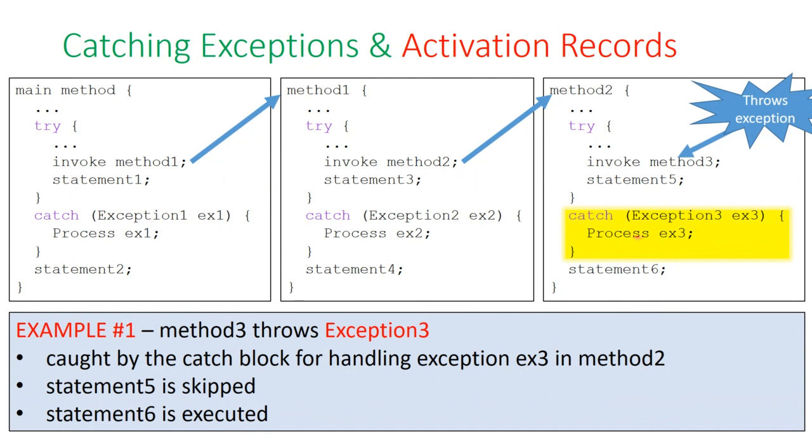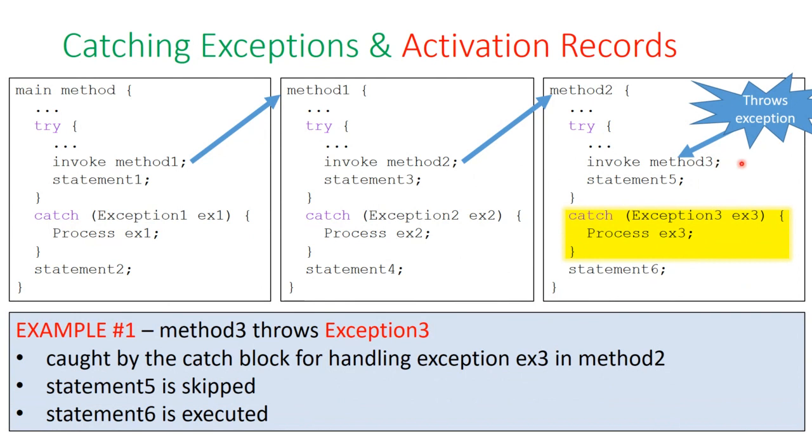So each try-catch block here is catching a different exception, okay? We're going to see how exception 3 passes through all of this. Method 3 is invoked here on this line, and now we start executing method 3. At some point, method 3 decides, I cannot go on like this, and it raises exception 3.